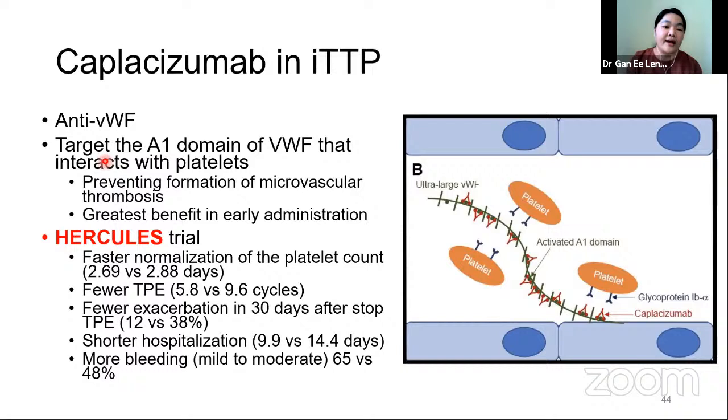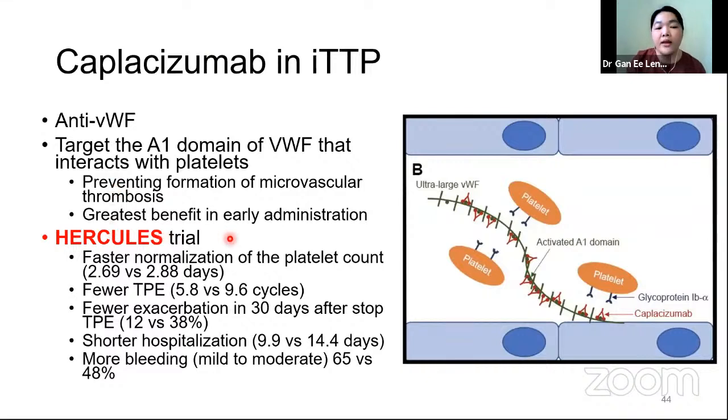So this is targeting the A1 domain of von Willebrand factor that interacts with platelets to prevent formation of microvascular thrombosis. It needs to be given from the very beginning because the thrombosis is very significant from the very beginning of TTP. This is a phase 3 landmark trial for caplacizumab.